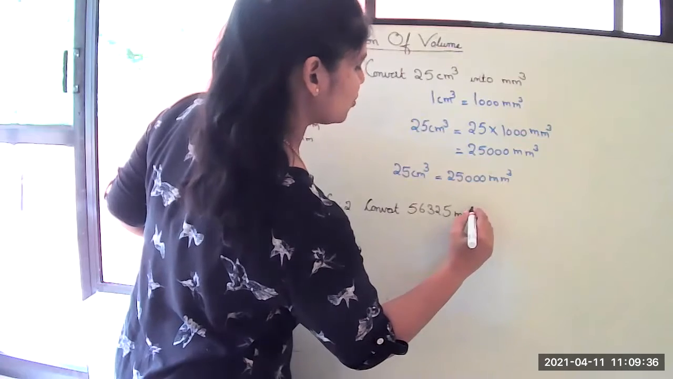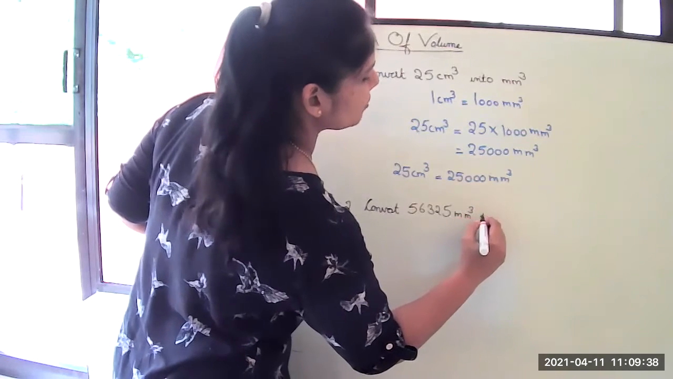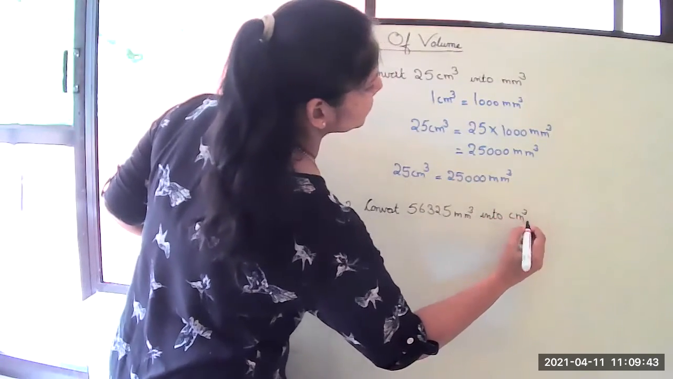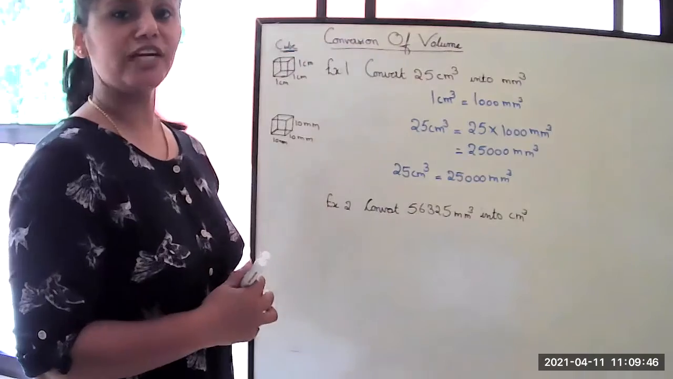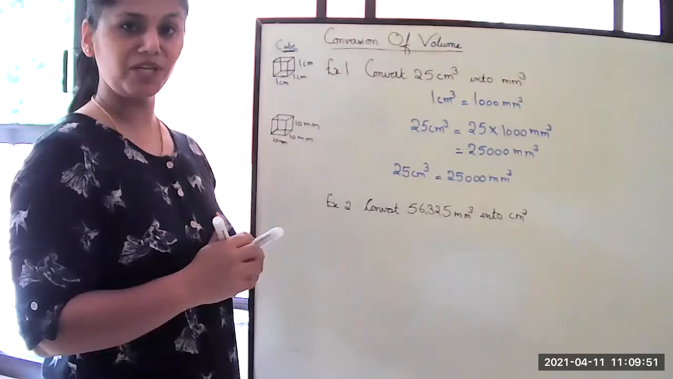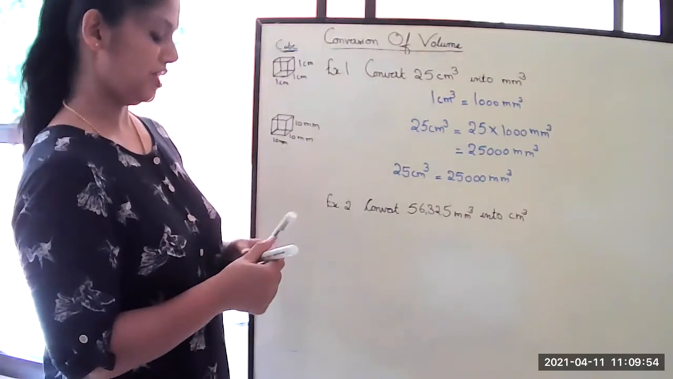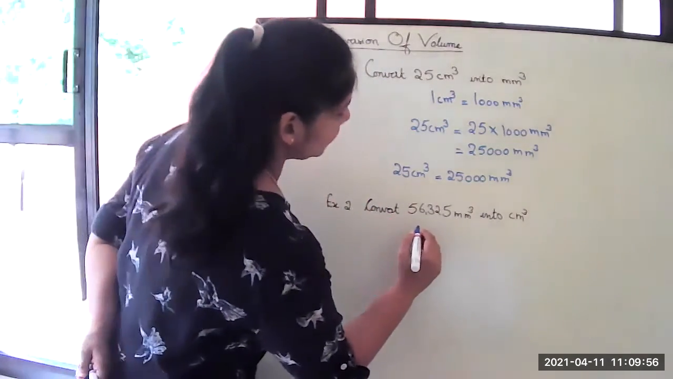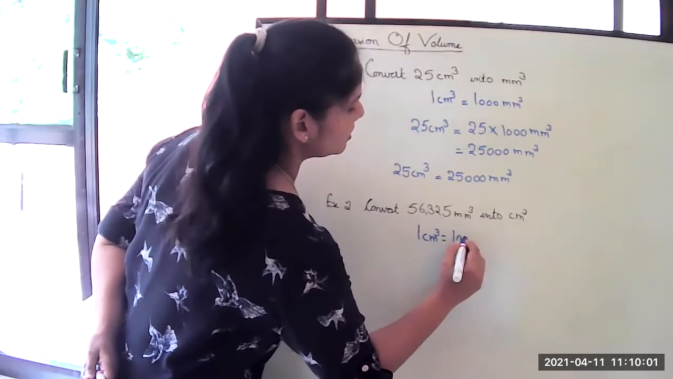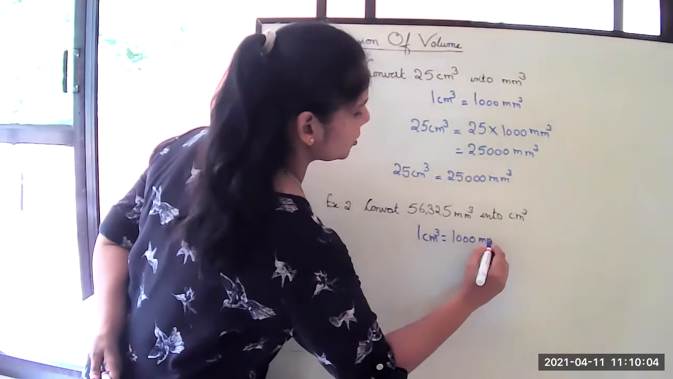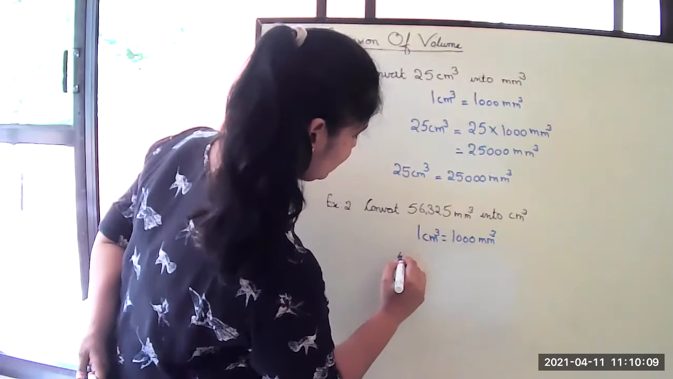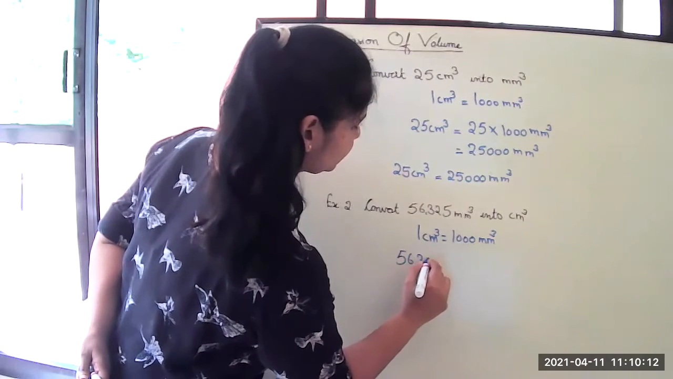56,325 millimeter cube, you have to convert it into centimeter cube. So you are asked to convert 56,325 millimeter cube into centimeter cube. Again, 1 centimeter cube is equal to 1000 millimeter cube. Let's write our question.